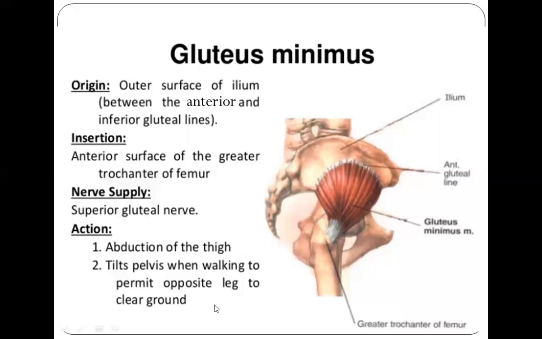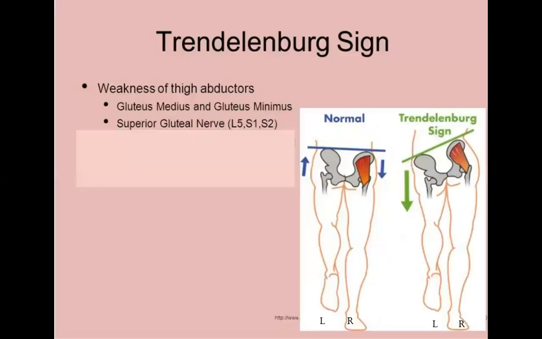Now, this gluteus medius and minimus has an additional action as well, which you need to know clinically. Look at the last action. The gluteus medius and minimus helps to tilt the pelvis while walking. Okay, so that I'll mention with this test. It is called the Trendelenburg sign or Trendelenburg test for the gluteal region.